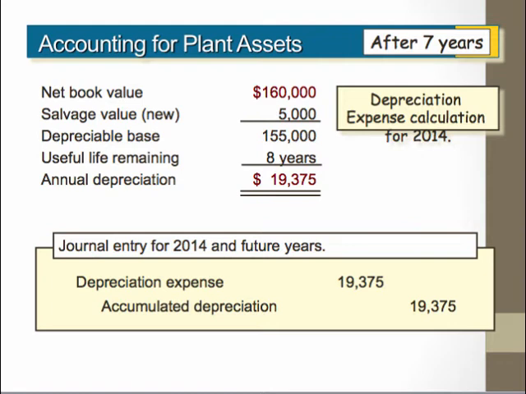So the journal entry would stay the same: debit depreciation expense, credit accumulated depreciation, but the new annual depreciation has been adjusted to the levels based upon the new salvage value and the new useful life.